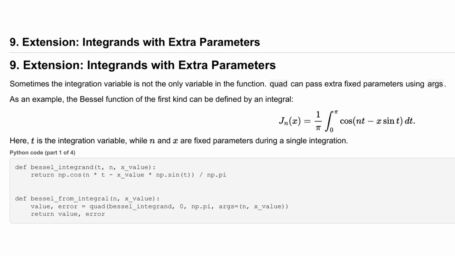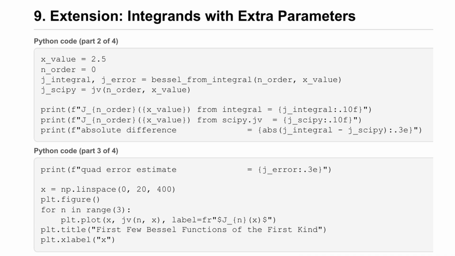Sometimes our integrand requires extra parameters that are not the integration variable. For instance, the Bessel function of the first kind depends on an integration variable t, but also has fixed parameters for the order n and the position x. We can pass these fixed parameters to the quad solver using the args keyword argument. Here we compute the 0th order Bessel function at an x value of 2.5 using our own integral formulation, and compare it to SciPy's built-in Bessel function.